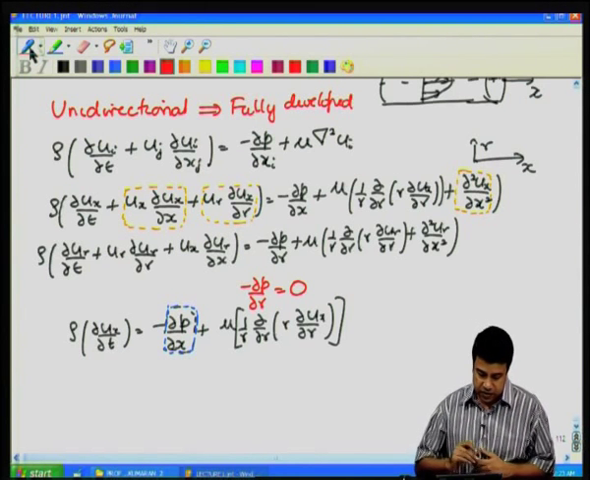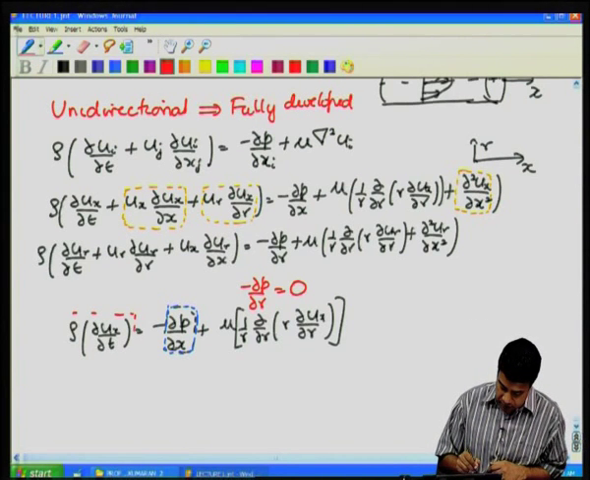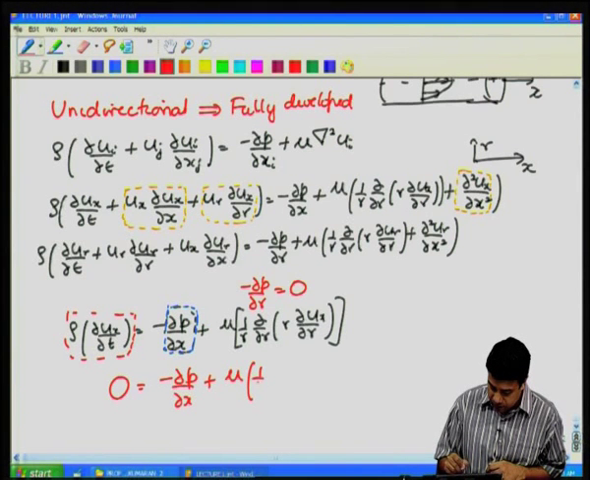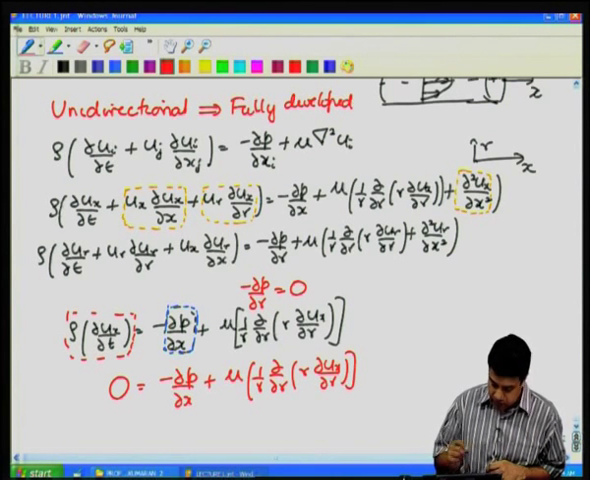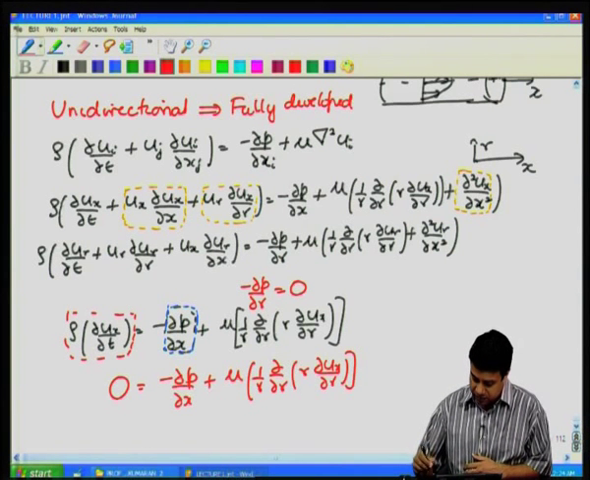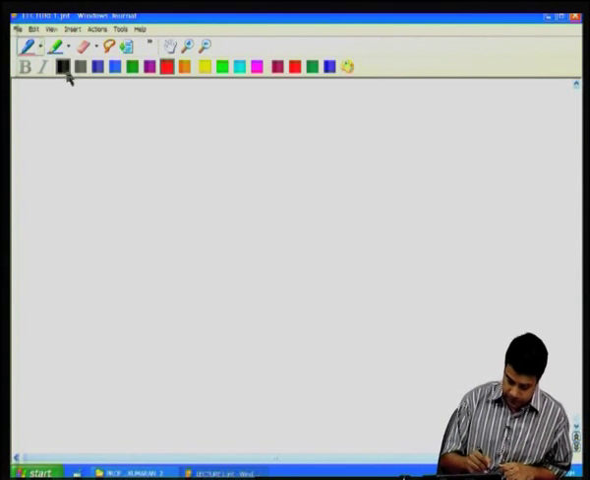If it is also steady, the time derivative is equal to 0, and I get my simplified equation as minus partial p by partial x plus mu into 1 by r d by dr of r partial u x by partial r, okay, that is equal to 0. And you can easily solve for the conservation equation to get the velocity profile. Okay. You get the well known solutions.